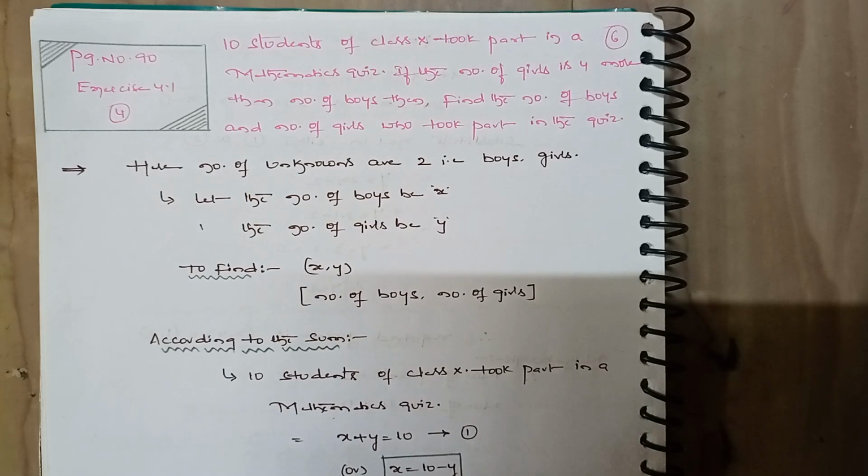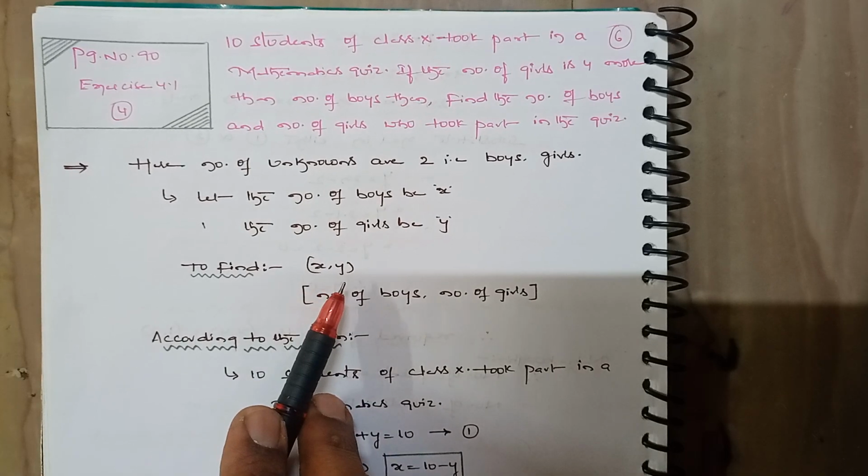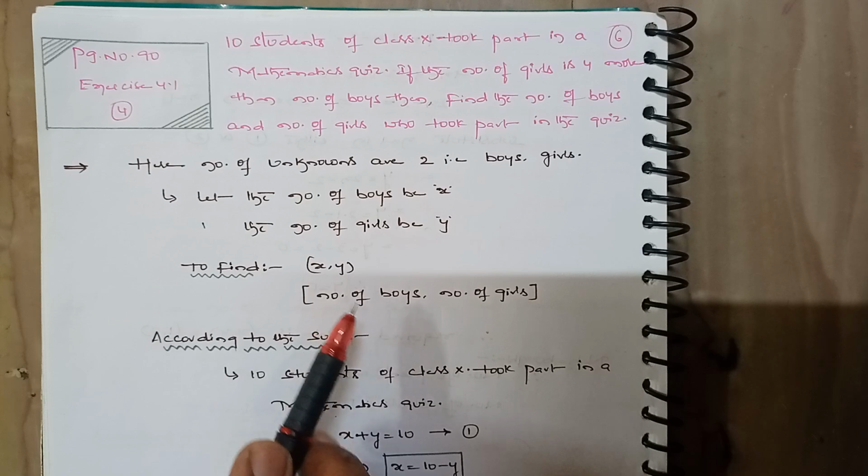Okay. So first convert the given question. First identify what the unknowns are here. Here the unknowns are boys and girls, guys. So let the boys be x and girls be y. It is up to you, you can mark anything. Either mark boys as y, girls as x, it is up to you. Now we need to find x comma y, the number of boys and number of girls who participated in the quiz.